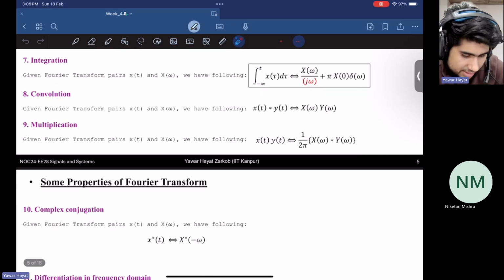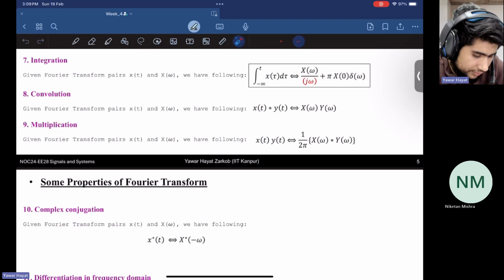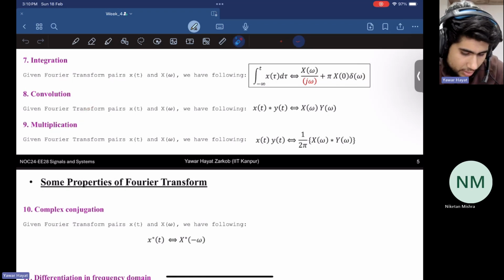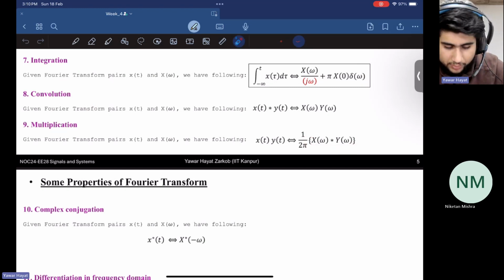After that, we have this multiplication property, which essentially is a dual of this convolution, right? What if we convolve the signals in the frequency domain? Then the signals x of t and y of t get multiplied, right? And notice there is a factor 1 over 2 pi here.